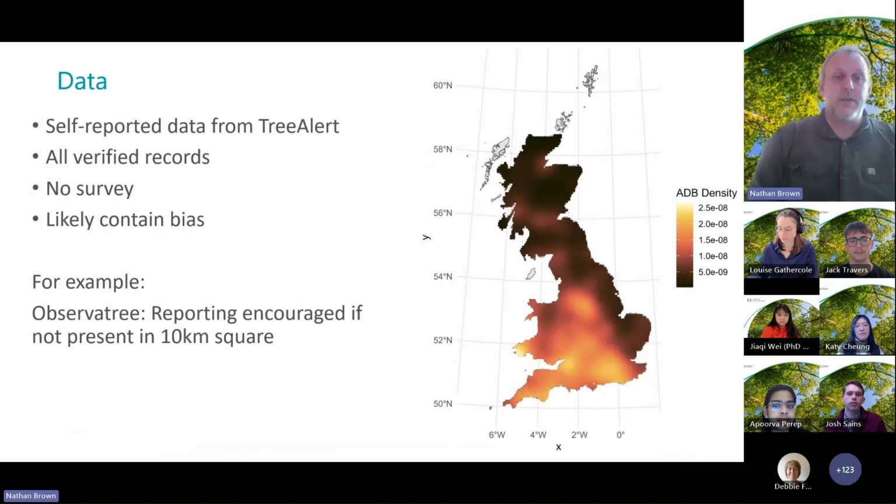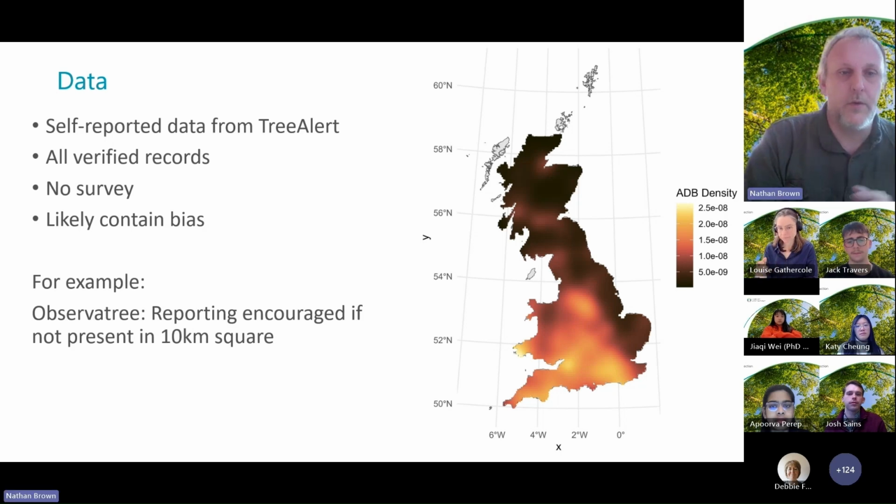So, as I mentioned, our data is solely from Tree Alerts, which is the website Forest Research runs, where landowners, members of the public, anyone who's interested can report diseases freely and receive a diagnosis from professionals. So we're working with a data set that's reported at random, but all records have been verified. There's no survey. There probably is some bias. The first thing we can see looking at the map on the right is pretty much everywhere, lots of points across the country.